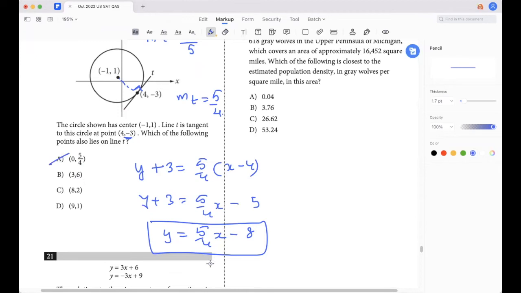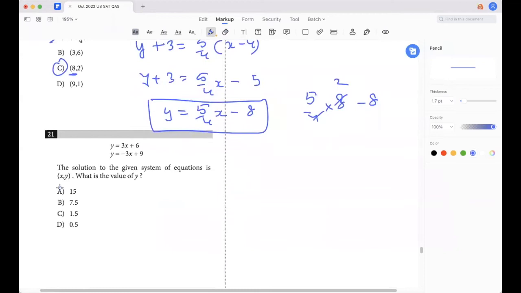Okay, let's try C first because I have a feeling this might work, because 5 by 4 into 8 minus 8. So 10 minus 8, which is 2. Yeah, so C is the answer.